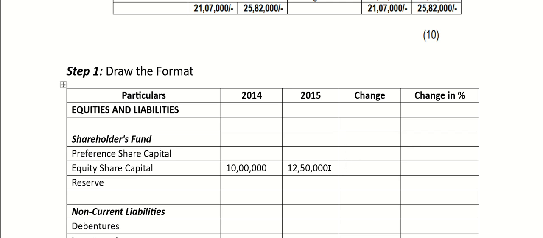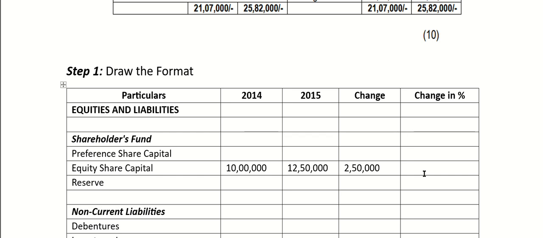Here in 2015, we had 12 lakh 50,000. The equity share capital was just 10 lakh in 2014. So what is the change? That means there happened an increase of 2 lakh 50,000 when it comes to the year 2015. So within 1 year, we had an increase of 2 lakh 50,000 rupees. So we can write the change as 2 lakh 50,000.